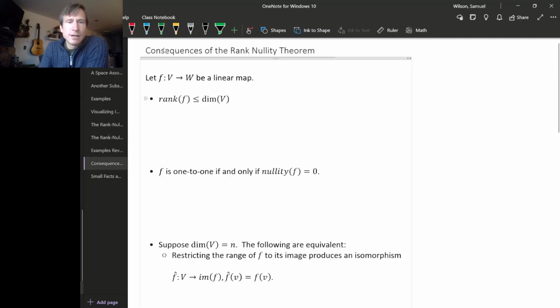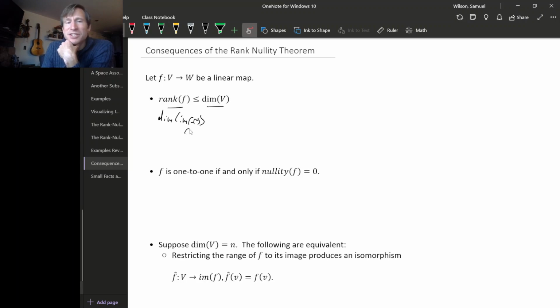So let's start with, first of all, the rank of any linear map has to be less than or equal to the dimension of the domain space. Now, this isn't really obvious at all in general, right? Because the rank of a map is the dimension of the image of the map, and the image lives in the codomain, but V is the domain. So it's not obvious that there should be a relationship between these two, but in fact there is. And of course, the rank nullity theorem shows you why.